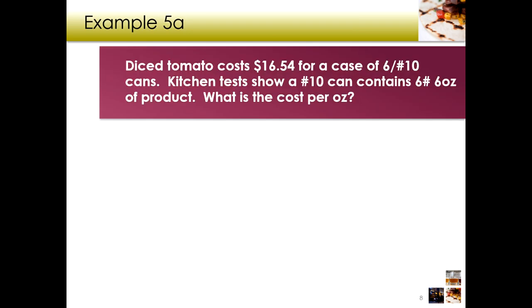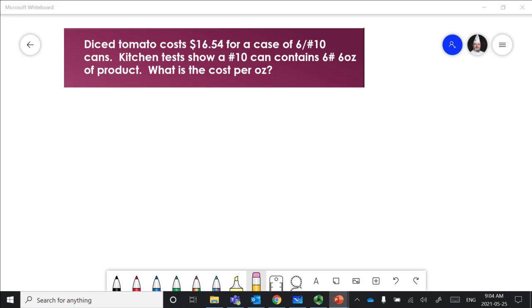So diced tomato costs $16.54 for a case of 6 number 10 cans. A kitchen test shows that 1 number 10 can contains 6 pounds, 6 ounces of product. So what's our cost per ounce? The first thing I want to do is turn this 6 pounds, 6 ounces into a whole number. So 6 times 16 plus 6 is going to give me 102 ounces. So 1 number 10 can is 102 ounces.